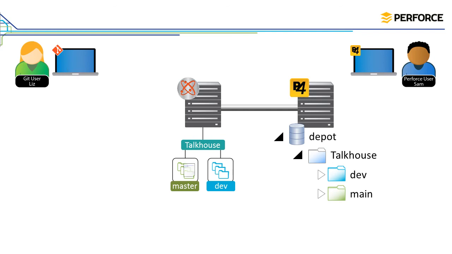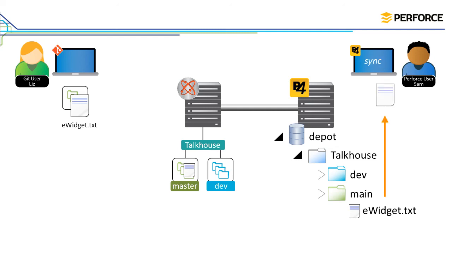Liz is using Git. She clones the Talkhouse repo and performs her edits on eWidget. Once completed, she pushes the file to the repo's master branch on Git Fusion. Sam is using a P4 client with the workspace mapping to both branches on the Perforce server. He performs a sync on the eWidget file in the main branch, makes his edits, and then performs a submit.